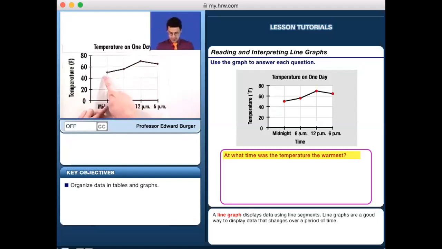Well, that would ask for the largest temperature, or where it peaks, which seems to peak right here at, well, it looks like noon. That sort of makes sense. In the middle of the day, it might be the warmest, so it turns out the answer is noon, which we can see by finding the high point of this graph.